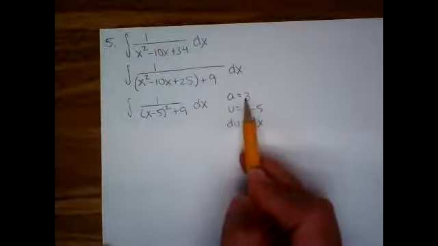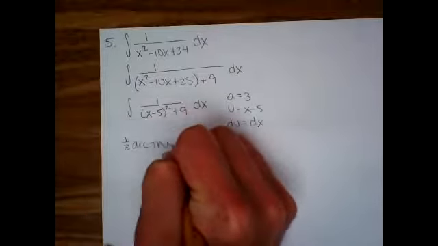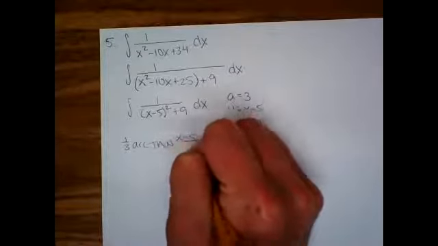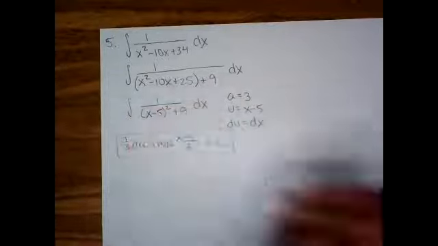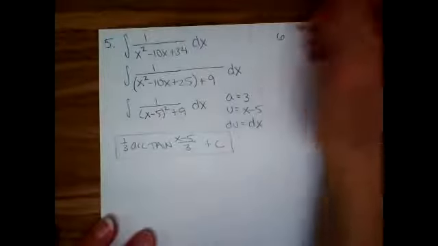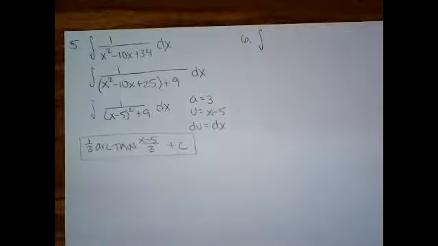It's 1 over A, so it'll be 1 over 3 arctangent U over A plus C. I'm going to have you guys try one like that, and then we'll do a break. I want you guys to try it, and then I'll give you the answer. Or we'll go over it together.